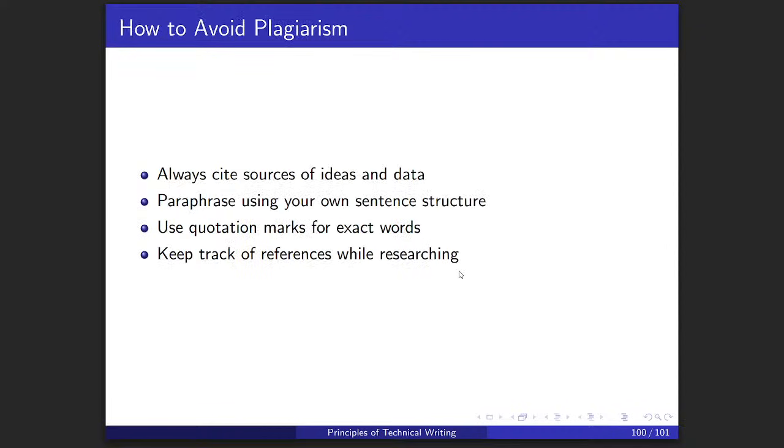So how to avoid plagiarism? Always cite the sources. If you are using my content, you need to cite me. You need to give the credit to me, such that it avoids plagiarism. Paraphrase using your own sentence structure. If you are reading my paper, you will be getting some idea from my paper, but you need to write it on your own. Okay. Use quotation marks for exact words. Okay. Keep track of references while researching. So this is what unit 1 covers.